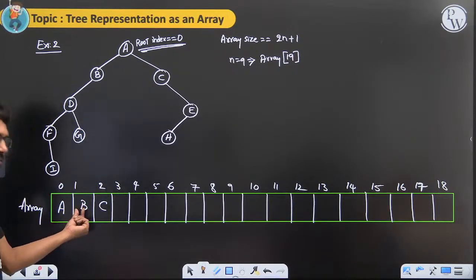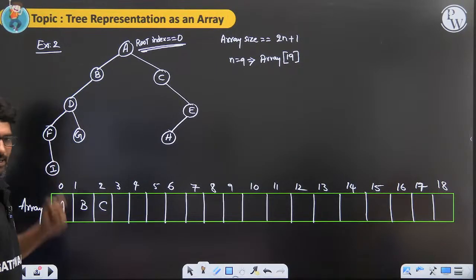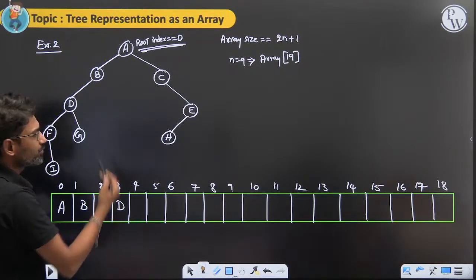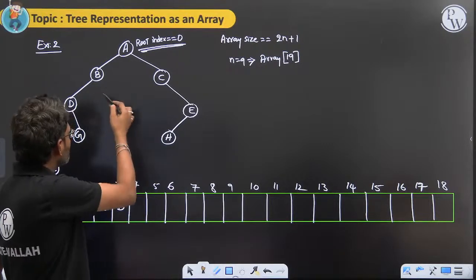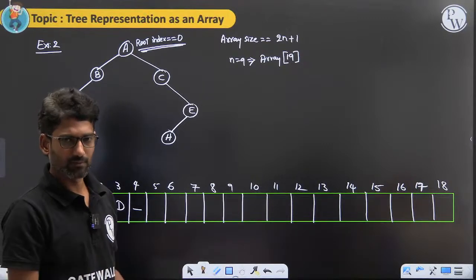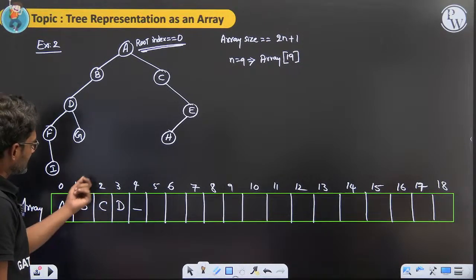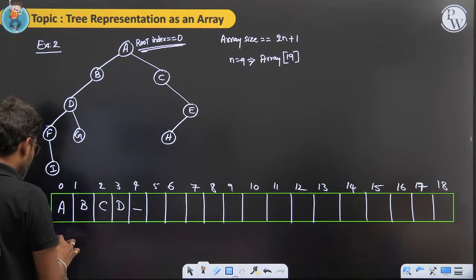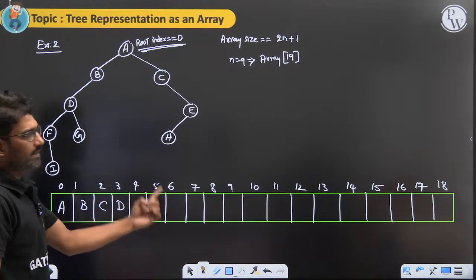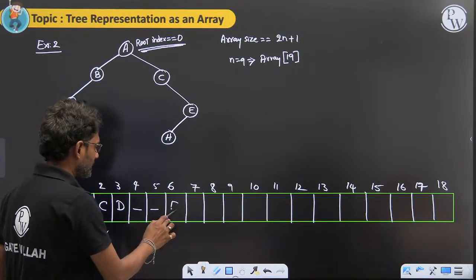Now, take parent as B. Parent index is 1. Its left child will be at 2i plus 1, 3. And its right child should be at 2i plus 2, but there is no right child, so you have to make it null or leave it empty, whatever we want, just for the representation's sake. Now, go for C. C is the parent, like we have taken A and B. At 5, C's left child must be there, but there is no left child for C. At 6, C's right child must be there, so here we got E.